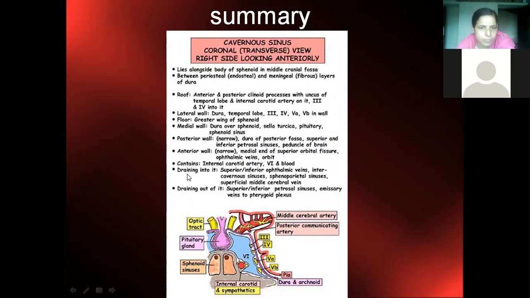So that is better. Draining into, these are the veins. Draining out of. What are the incoming channels we have? Superior and inferior ophthalmic veins, anterior intercavernous sinus, posterior intercavernous sinus, sphenoparietal sinus, superficial middle cerebral veins. Draining out, the venous blood goes out to the superior and inferior petrosal sinuses, and emissary veins to the pterygoid plexus. This is a very good summary chart.